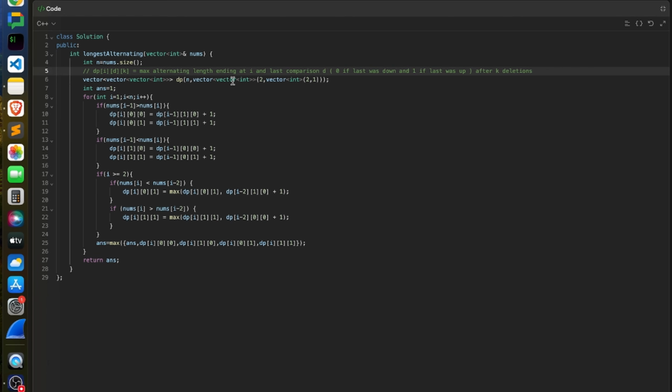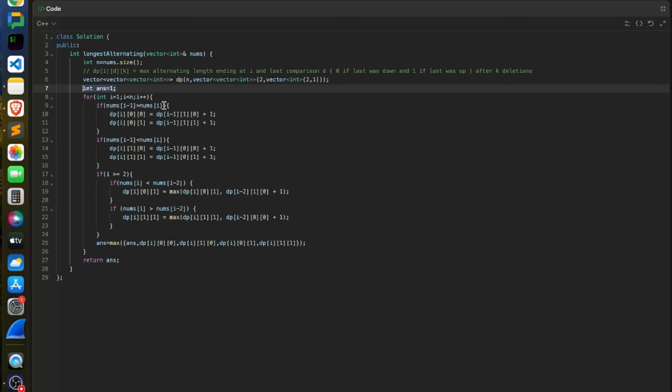So this is my 3D DP array. I have initialized it to 1 because the minimum possible length is 1, right? As per the problem statement, if you have just one element, that is also an alternating subarray. So I initialize it to 1. Then your answer is 1. Starting from index number 1, like from I equal to 1, I less than n, I plus plus, just check whether the current number is greater than the previous number or not.